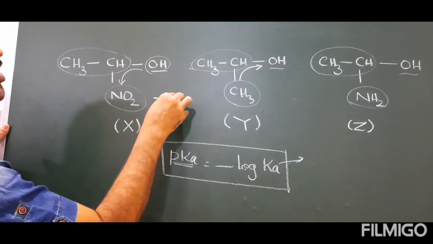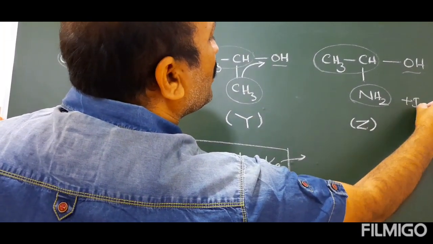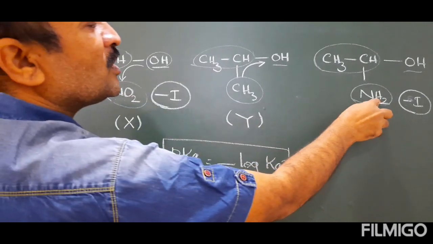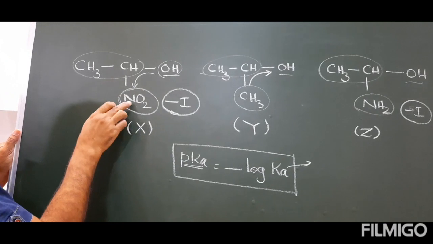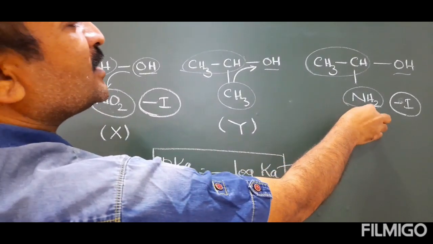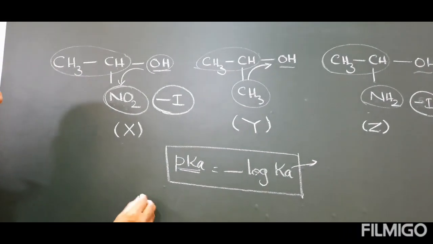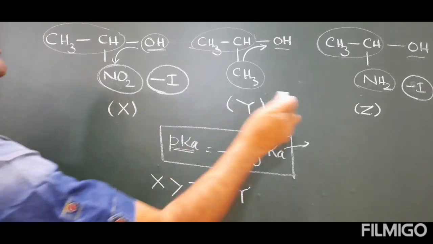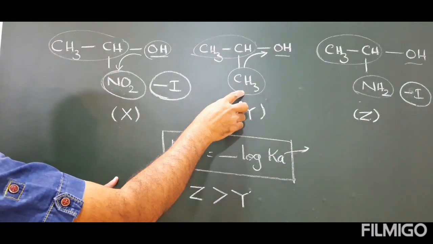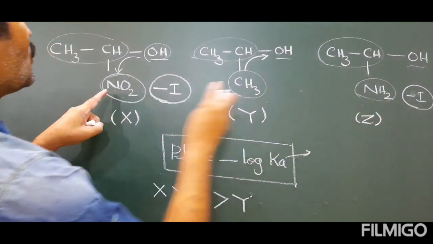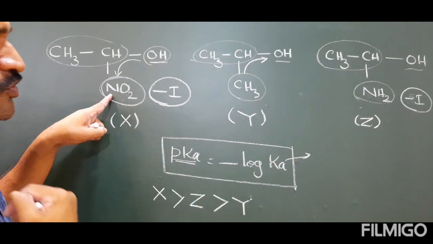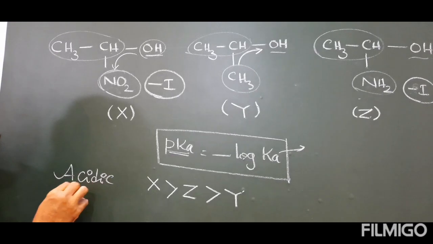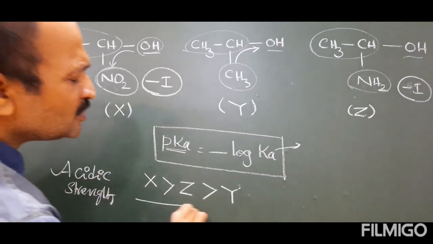Students, here NO2 has a larger minus I effect than this one. Here is nitrogen with 2 more oxygens, here only 2 hydrogens. So the resultant effect of the NO2 group is more withdrawing than the NH2. On the basis of this, X is more acidic, followed by Z, then followed by Y. X and Z are minus I effect causing groups, Y is a plus I effect causing group. Among X and Z, the groups are NO2 and NH2. NO2 is a strongly withdrawing group. The stronger the withdrawing group, the more the acidic strength. So the acidic strength order is X greater than Z greater than Y.